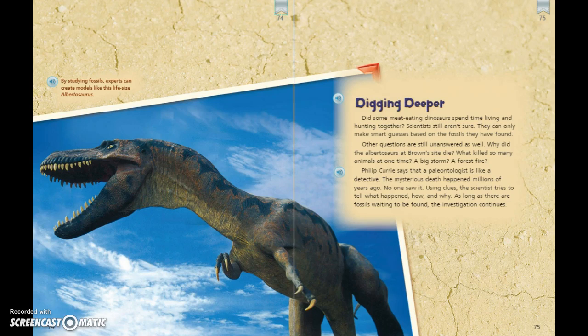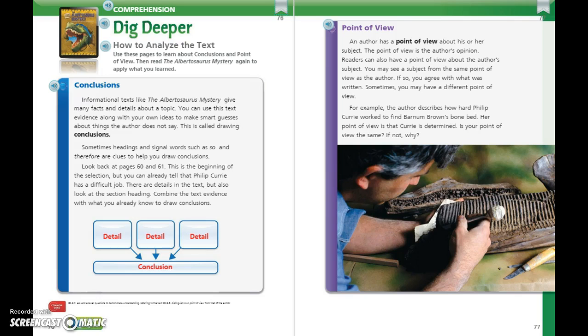I don't know about you, but I think that this life-size model makes the Albertosaurus look bigger and meaner than the drawings do. The jaw and the teeth look just as sharp and strong as the descriptions say. Now turn to page 76 and 77 in your student book. We're going to dig deeper.